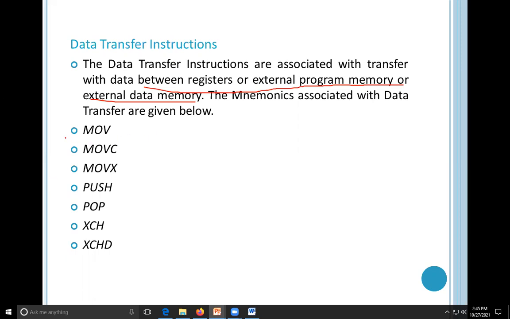The data transfer instruction is the MOV instruction. We discussed the MOV instruction in all addressing modes. Then next is MOVC. For 16-bit data, we used register indirect addressing mode and indexed addressing mode. We have discussed the MOVC instruction. Then MOVX.